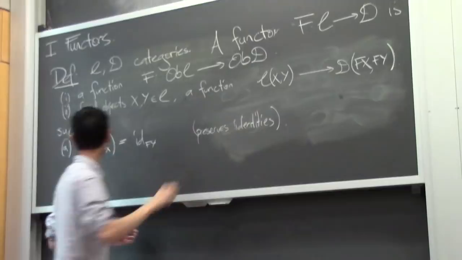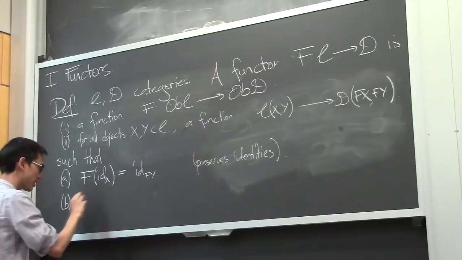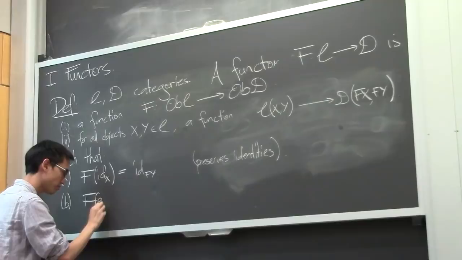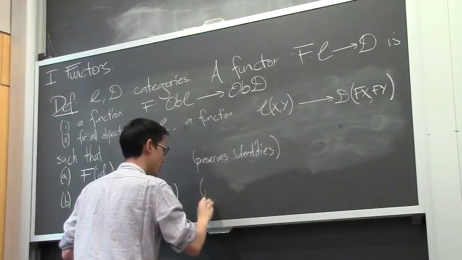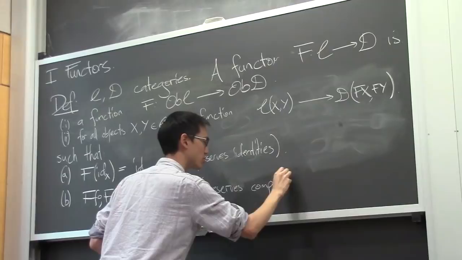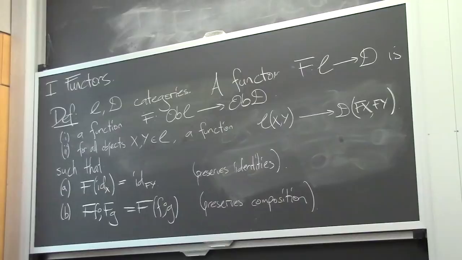And the other bit of structure we have associated with categories is a composition rule. So it should also preserve this. So for all morphisms f and g that may be composed, we should have that if we take the image of f and we take the image of g and compose them, that's equal to the image of f composed with g. This is preserves composition. So again, we have what the function does on data and some properties that say it preserves structure.